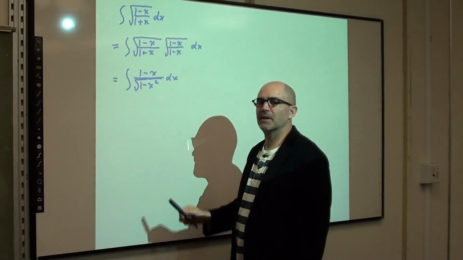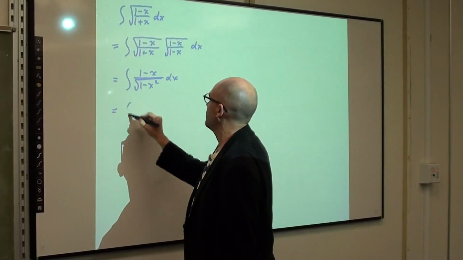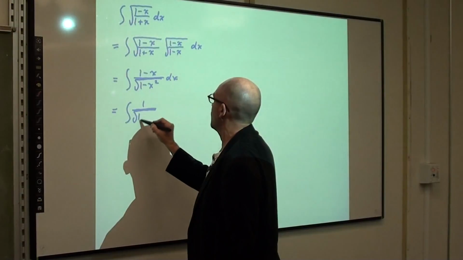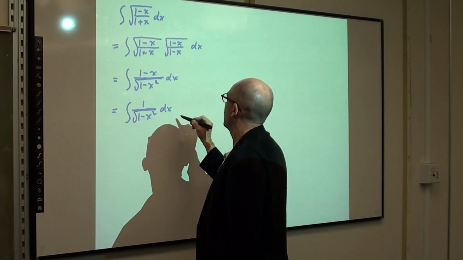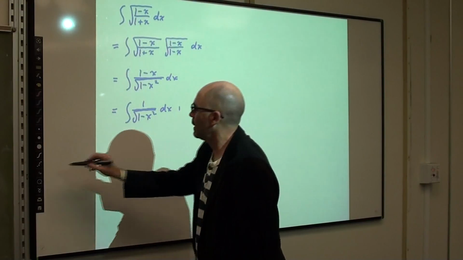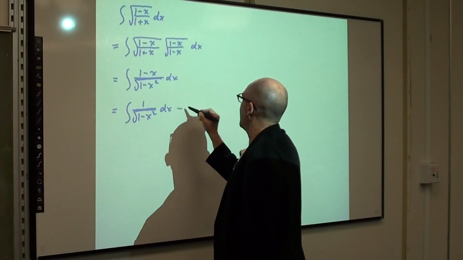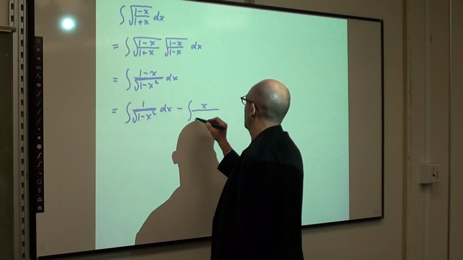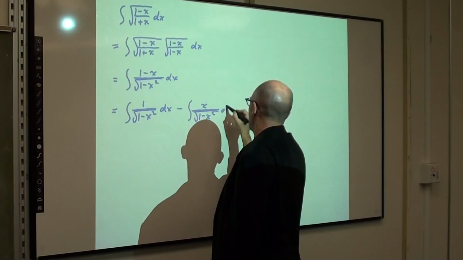Okay, now I split this up into two separate integrals. So this ends up being the integral of 1 over the square root of 1 minus x squared, oops, not plus, but minus the integral of x over the square root of 1 minus x squared dx.